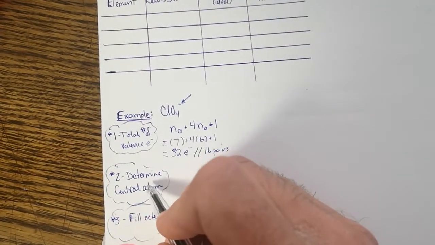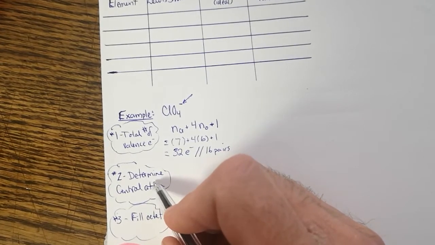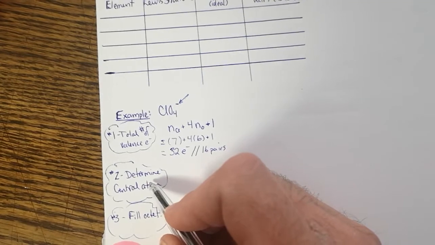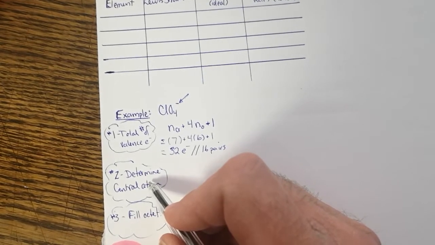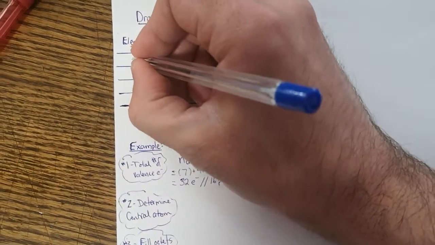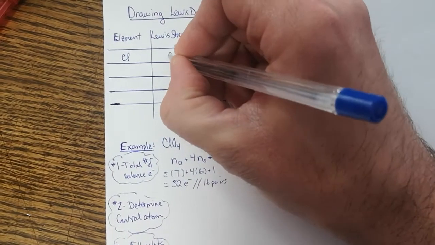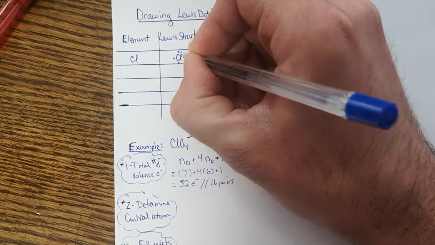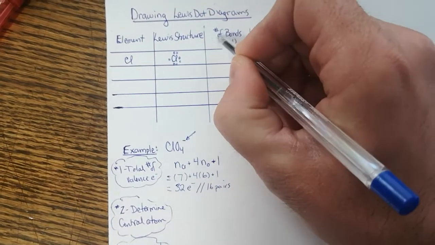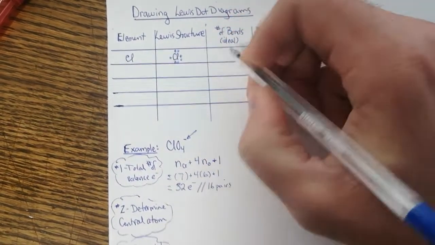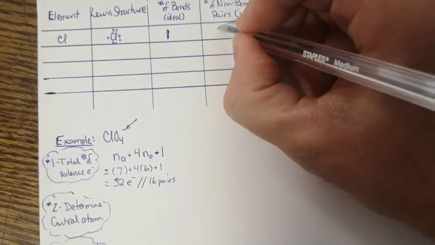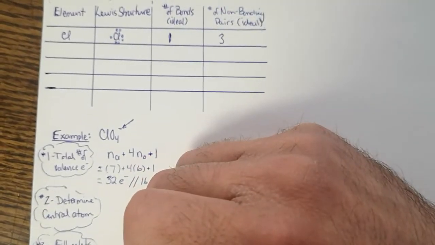Next, we determine our central atom. Now, our central atom is typically the element that has the greatest bonding capacity, is listed first in the formula, and has the lowest electronegativity. So here's our first element, chlorine. It has the Lewis structure of 7 valence electrons. We expect it to form 1 bond, because it has 1 lone electron, and we expect it to have 3 non-bonding pairs.